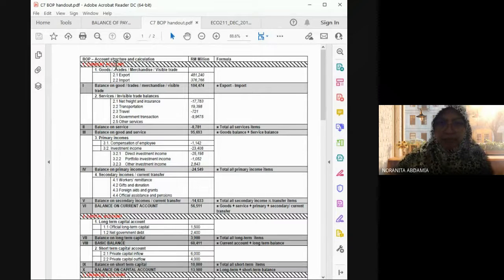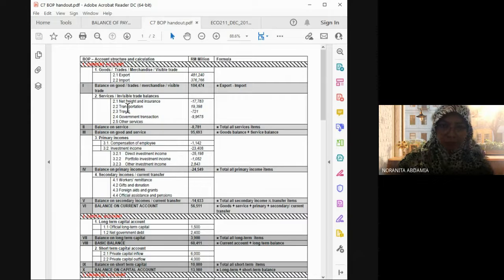Look at this. This is the current account, one of the major accounts, as mentioned just now. Under this current account, there are 4 sub-accounts. I repeat: first, goods trade, merchandise, visible trade. Second, services, invisible trade, balance. Third, primary income, and fourth, secondary income or current transfer. These are the 4 sub-accounts under the current account.